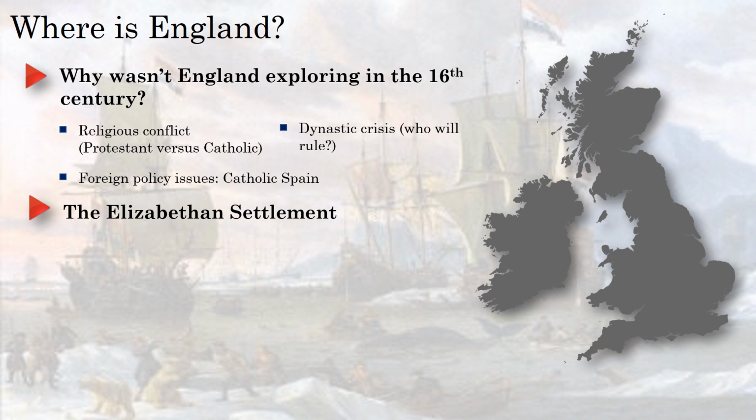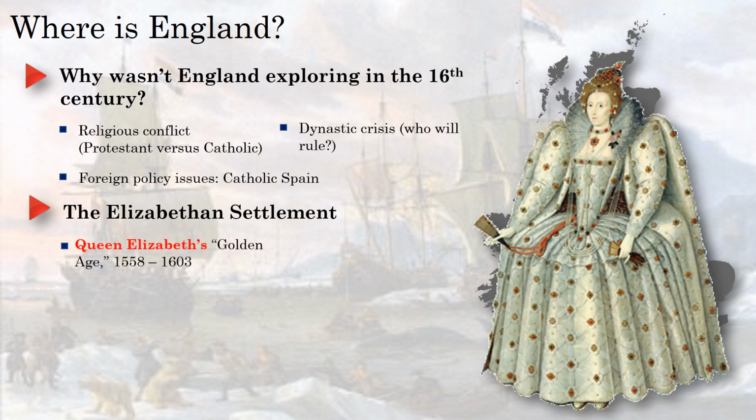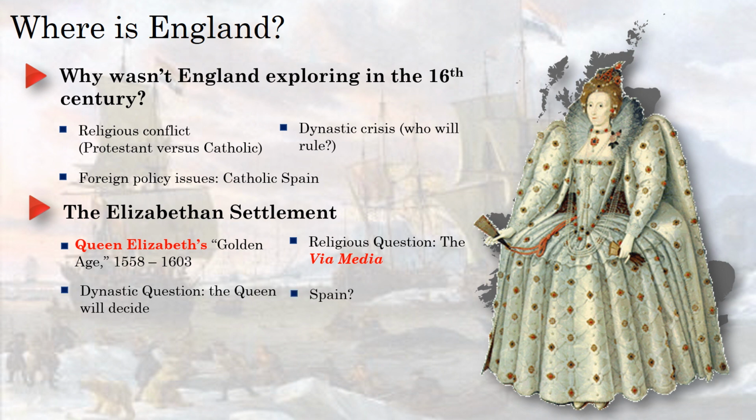So when Queen Elizabeth I comes to the throne, she establishes what is called a golden age, and that lasts from the time she assumes her reign in 1558 to her death in 1603. The religious question, whether we're going to be Protestant or Catholic, is going to be settled through what she calls the Via Media, and we will define that and get to that in just a little bit. And the dynastic question, well, the queen is going to decide who is going to succeed her, and that's going to be the end of that story.